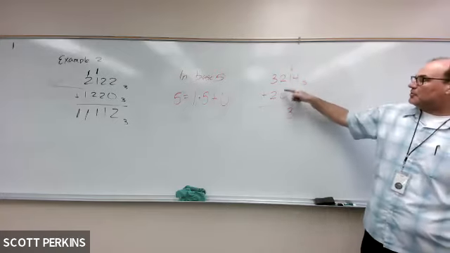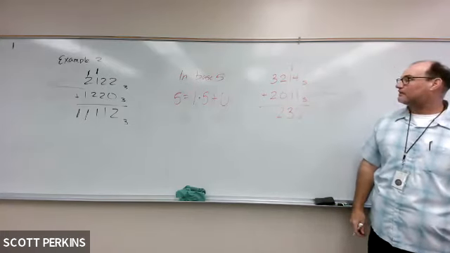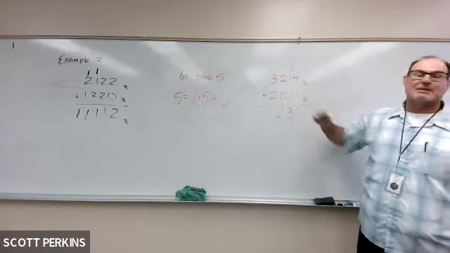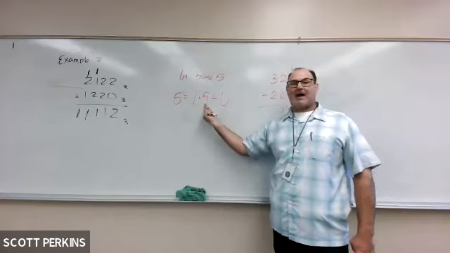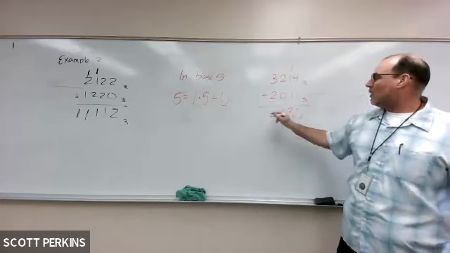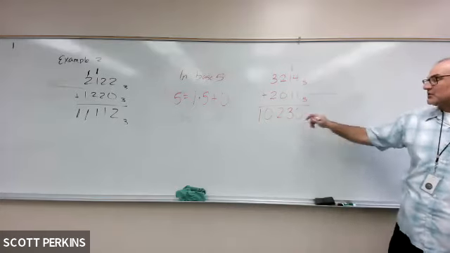The next column, 2 plus 0 is 2, so that's not a full group of 5, so I'll put a 2 right there. And then lastly, 3 plus 2 is 5. So again, 5 is one full group of 5 and 0 left over. And that is my answer in base 5.